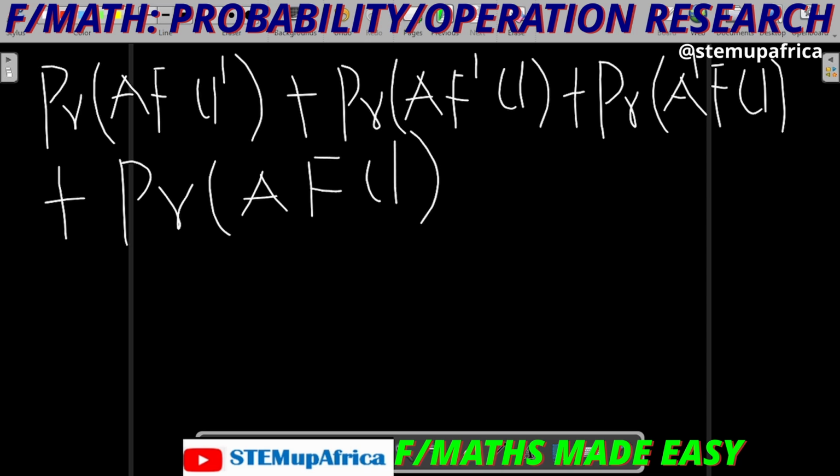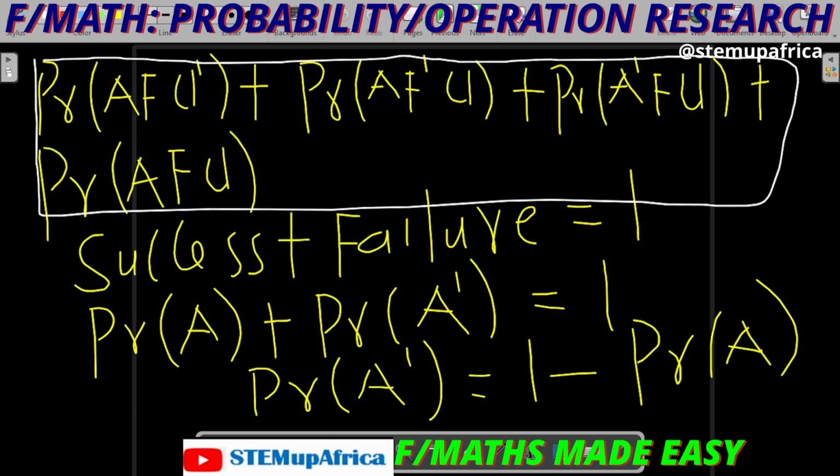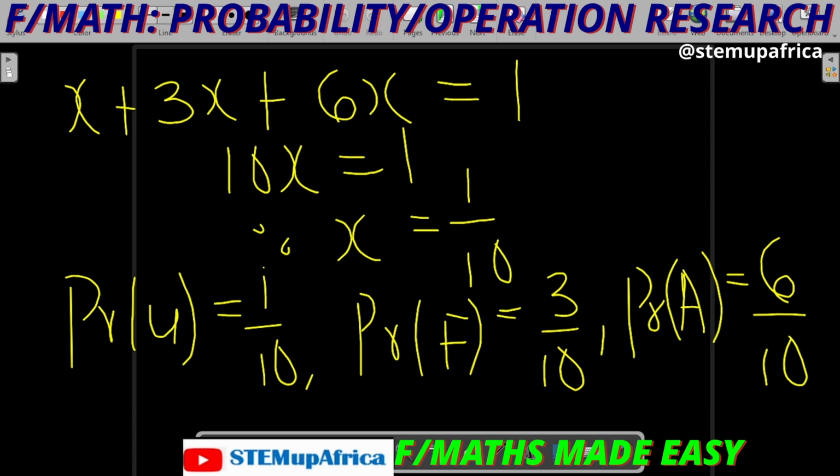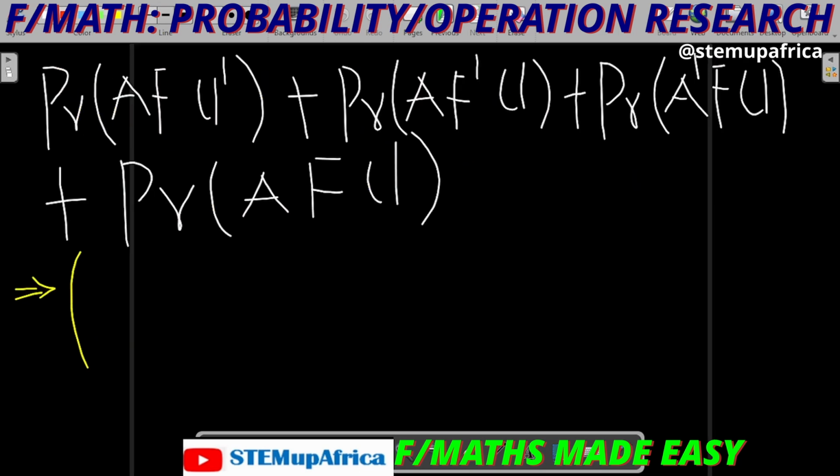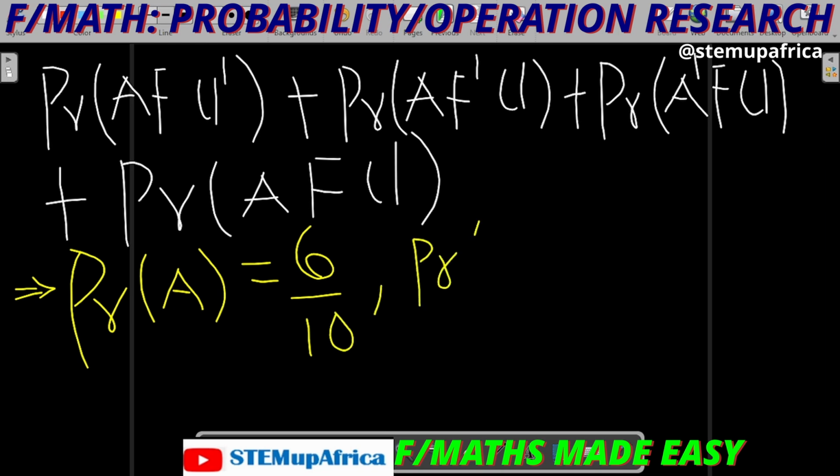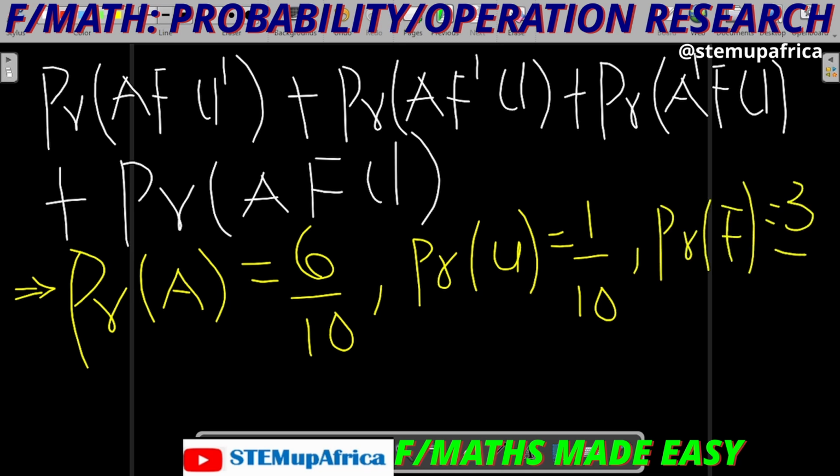So with that, I'm going to substitute the expression. Prob A is 6 over 10. Prob U is 1 over 10. And prob F is 3 over 10. So let's fix it into the equation.